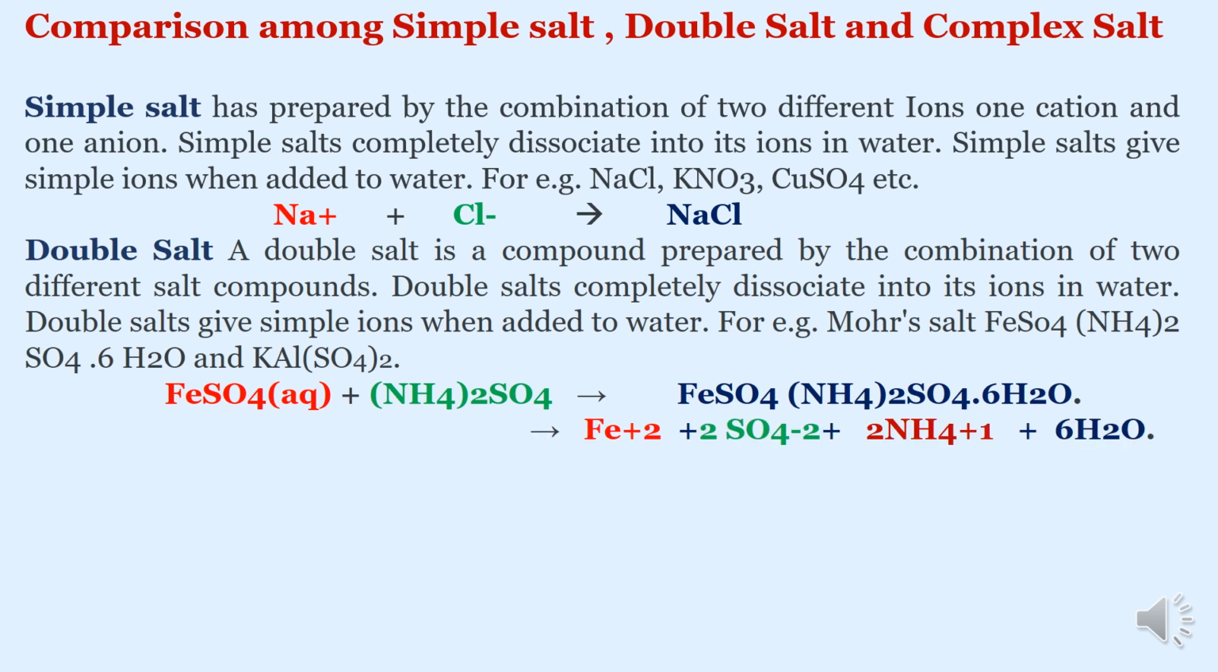After dissociation of this salt in water, as we mentioned before, it completely dissociates into its ions in water and gives simple ions. For example, iron sulfate dissociates to iron 2+ plus sulfate. We have sulfate here and sulfate with ammonium, which means we have two sulfates, and ammonium by 2, also 2 ammonium ions, plus 6 H2O molecules.